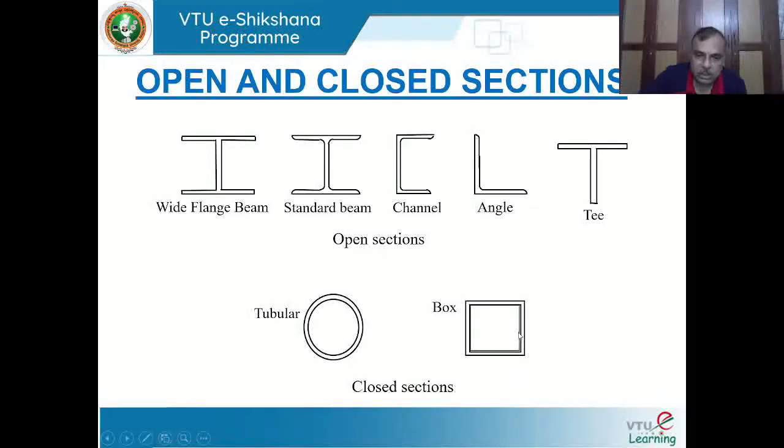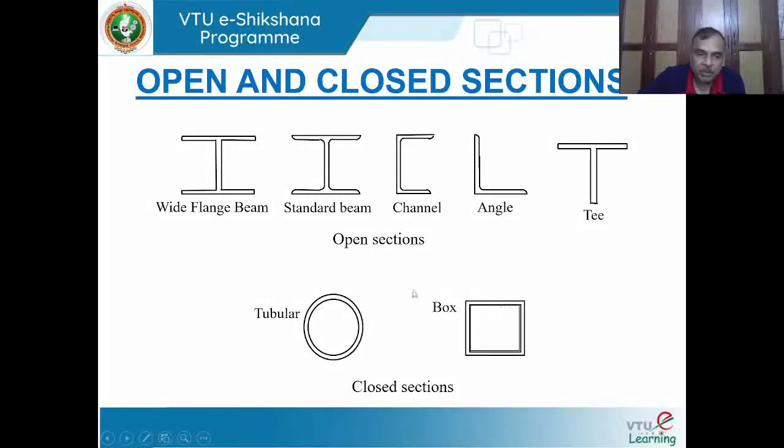But if you see these closed sections, either the tubular section or the box section, as I mentioned, these sections do have a substantial amount of second moment of area. The moment of inertia with respect to the horizontal axis and also with respect to the vertical axis, if you add these two things, they are substantial. So it is not that the weaker axis is really weak. In that sense, the lateral torsional flexural phenomenon is not there at all in such types of sections.